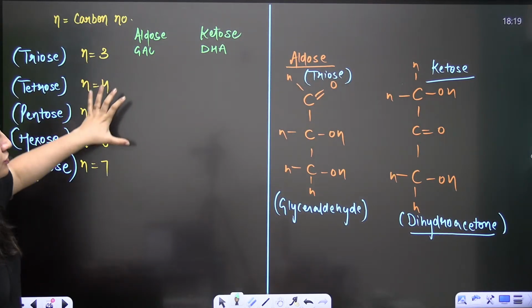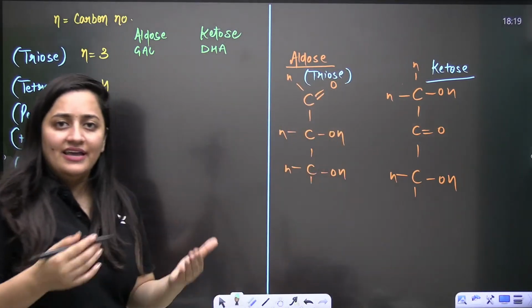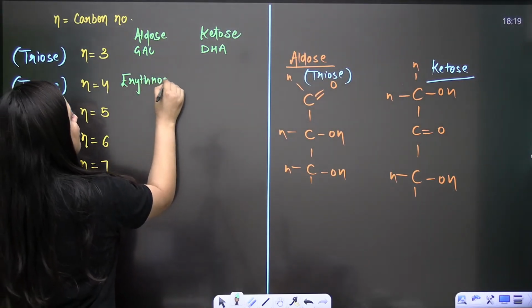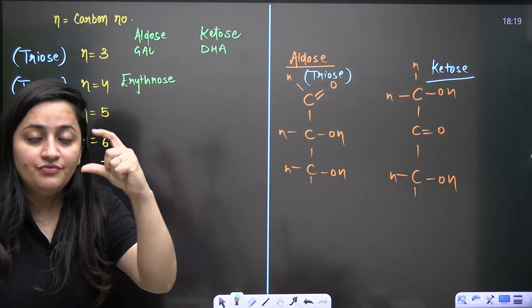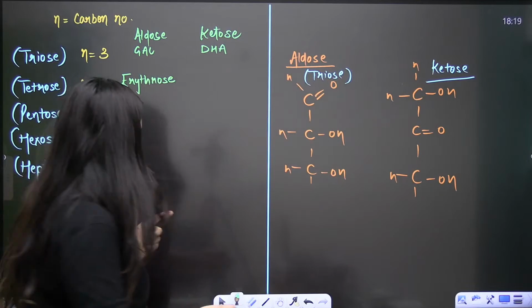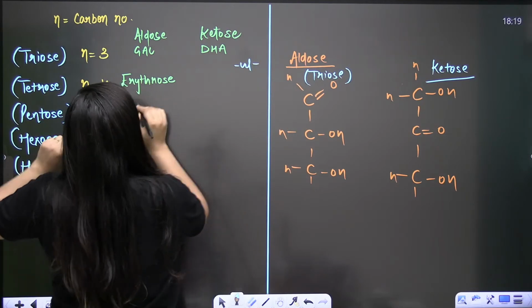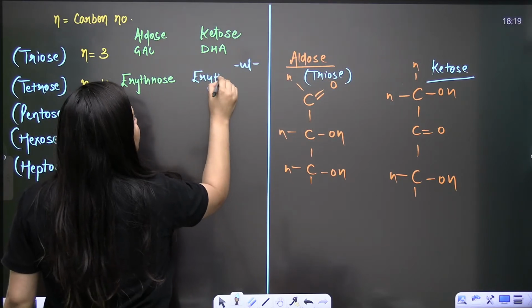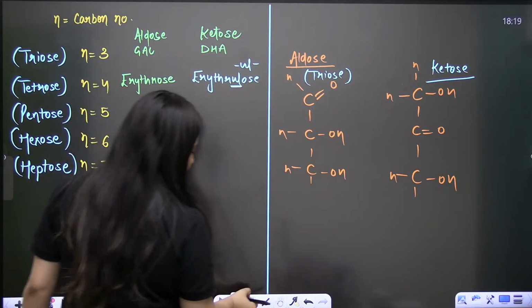Now, when it is a tetrose, 4 carbons are there. Of course, examples will vary. In the aldose, we have the example of erythrose. In the case of ketose, while naming it, you will add ul. Leaving the triose, you will find it everywhere. If it is erythrose, in the case of ketose, if the functional group is ketone, it will be erythrulose. Ul will be added here in ketose.